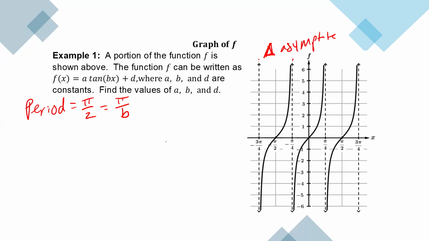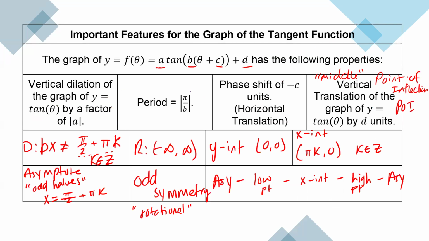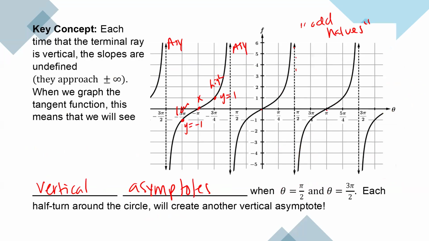Yes, tangent. The period of a tangent is always going to be pi over b. Okay? The parent function, come back to the parent function. I'm sorry, the parent function is 1 period. I don't know why I said pi over 2. The parent function is 1 period. P equals pi. I was trying to say the rule.